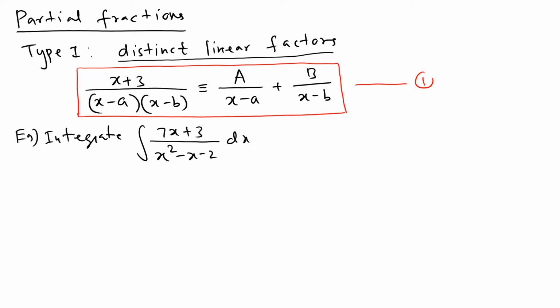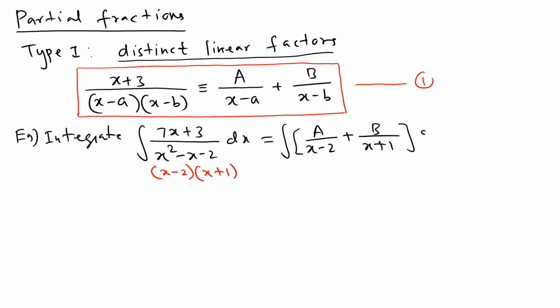The first thing that we need to do is factor the bottom. You can see the factors are x minus 2 and x plus 1. Those are two distinct factors, so very easy. So we're gonna write the form. The form has to be A over one factor, let's say x minus 2, plus B over the other factor, x plus 1, dx. The goal is to find A and B. That's very easy to do.